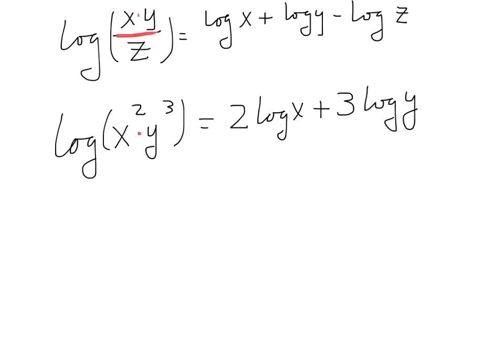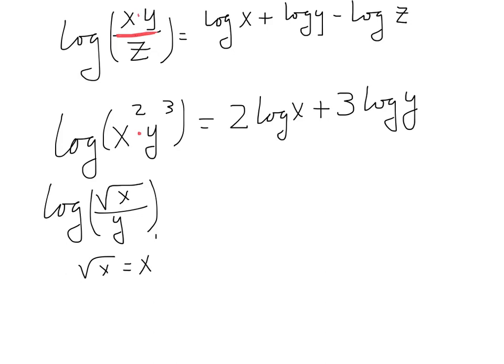Now what you want to also understand is that when you have radicals, like let's say I ask you to take the log of the square root of x divided by y, what we tend to do is think of the square root of x as x to the 1/2 power. It's a little bit easier to do the log that way. So if I think of it that way, I'm going to rewrite this as the log of x to the 1/2 power divided by y.